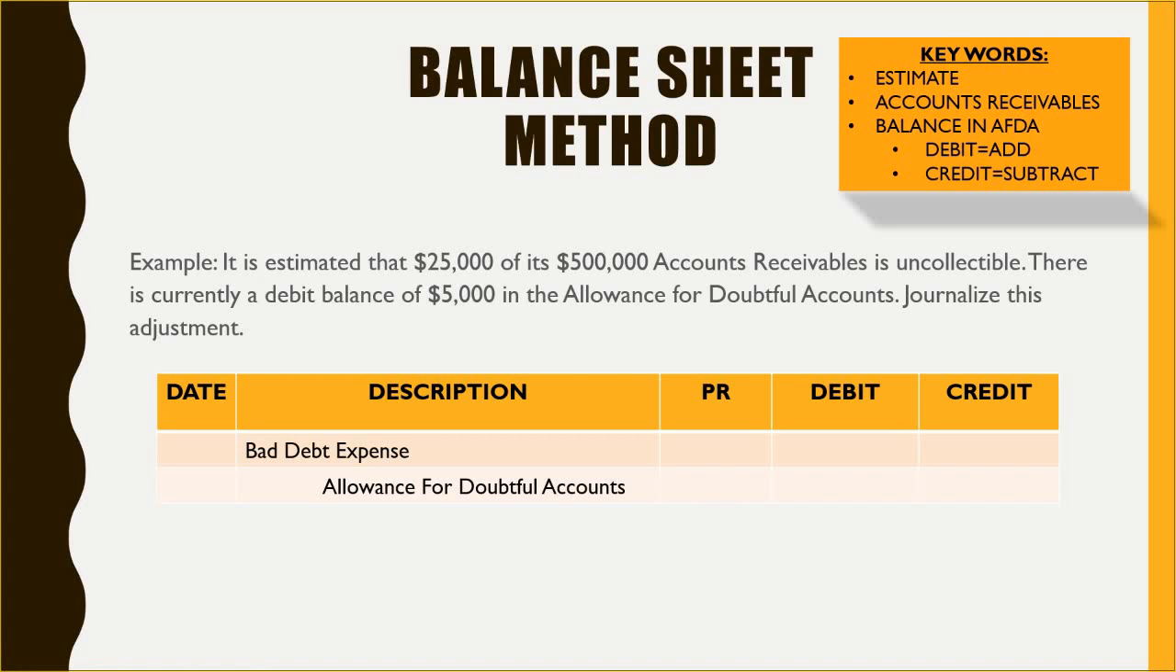Right now, I currently have a $5,000 debit balance in my allowance for doubtful accounts. Okay, so that's where it's deriving from. So what are the key components I need to look at?